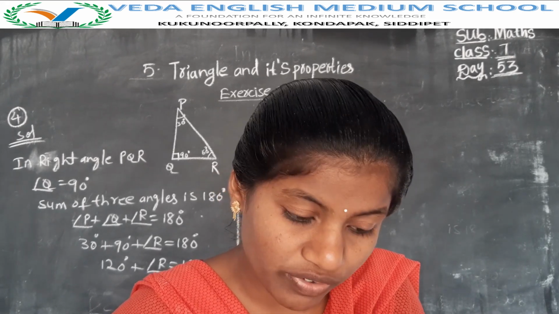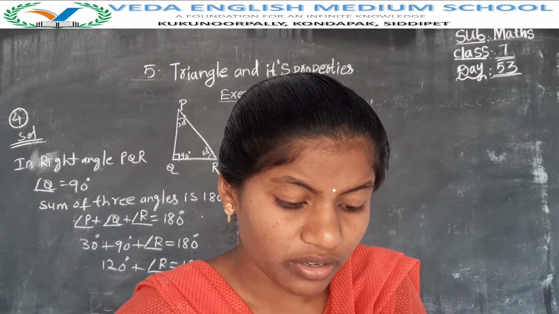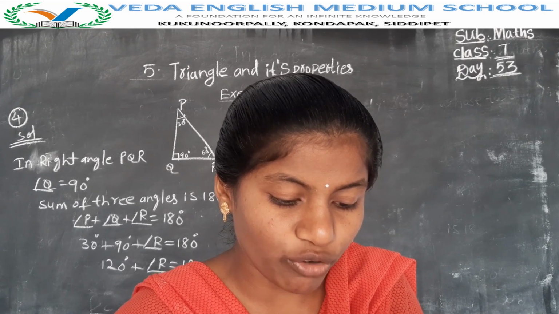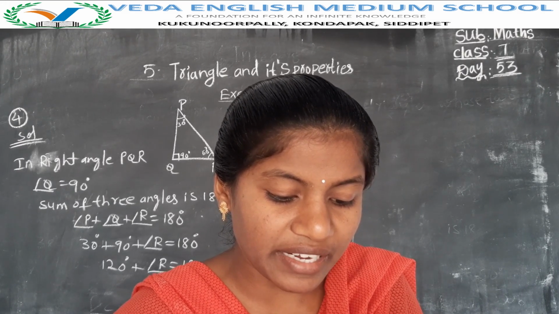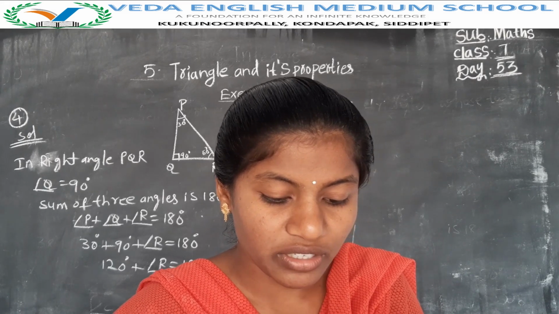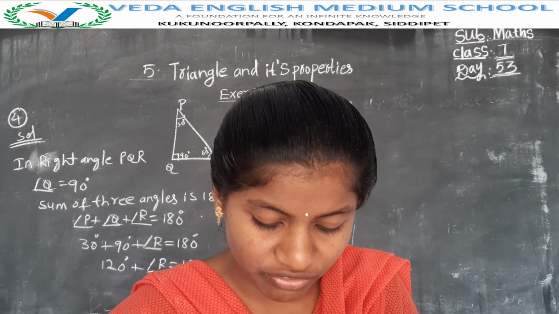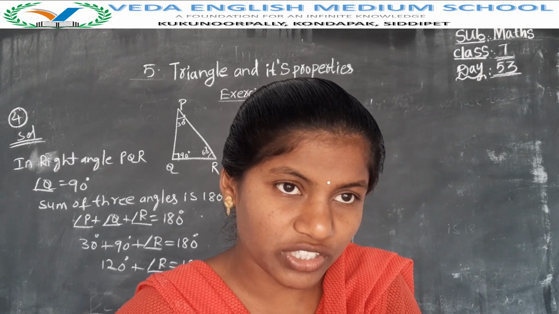False. First one false, second one true, third one, a triangle can have two obtuse angles, false. Each angle of a triangle can be less than 60? Less than 60 or 60. False. 60.